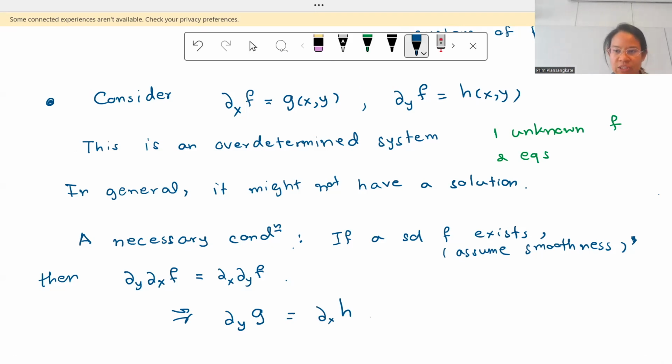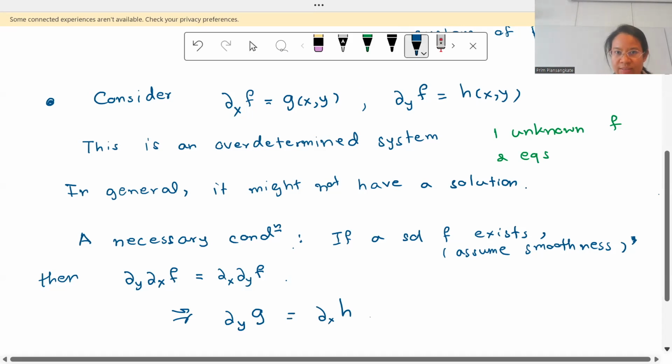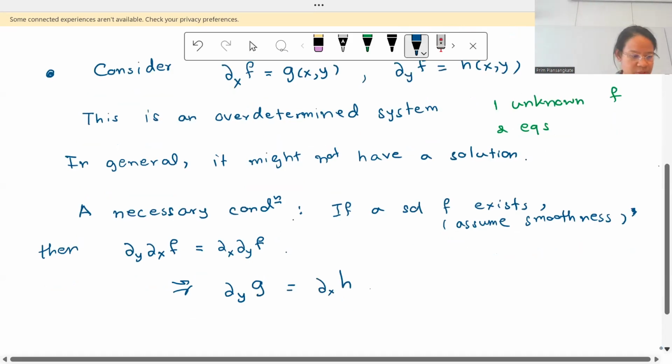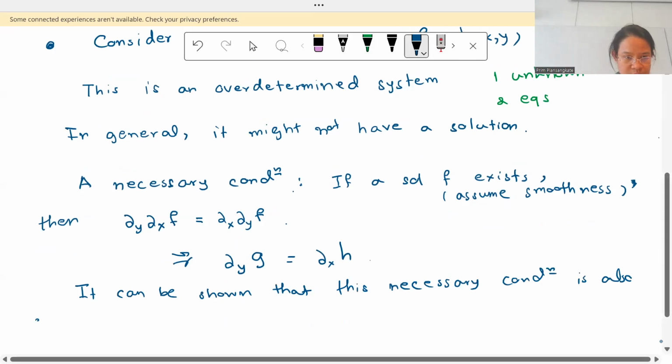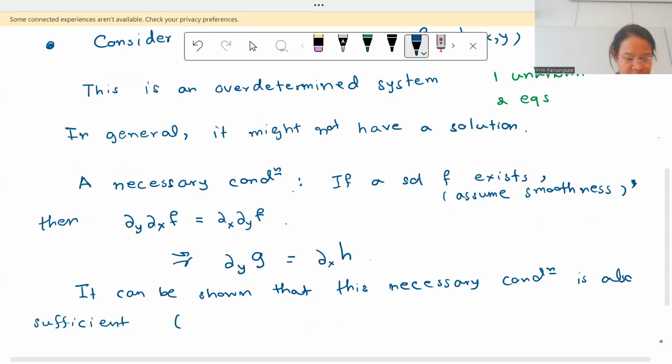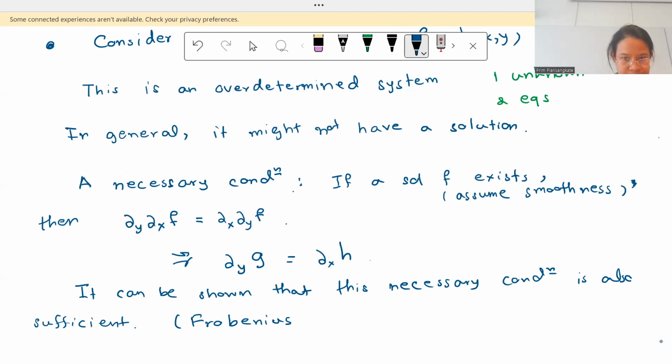Now it turns out that this condition is sufficient as well for the existence of a solution. It can be shown that this necessary condition is also sufficient. And this is the Frobenius theorem.